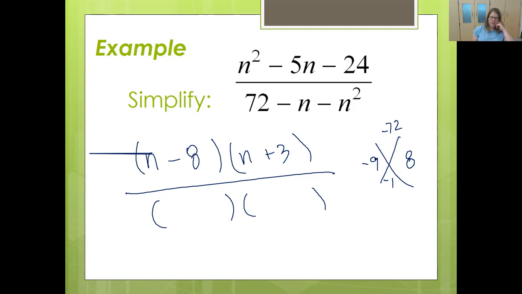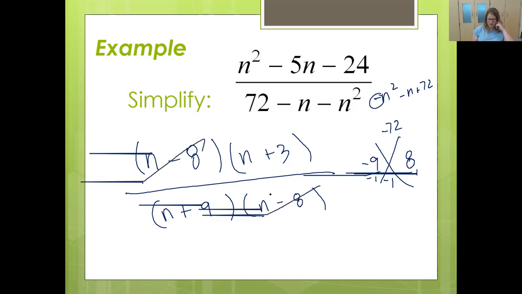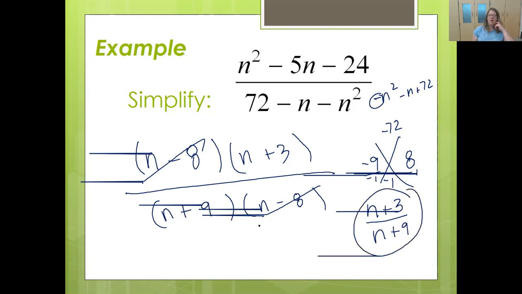Now remember that we always need to divide our numbers by a. In this case, as I rearrange this here, a is equal to negative 1. So I would divide each of my factors by negative 1. So this is actually going to give me n plus 9 and n minus 8. So the n minus 8 will cancel with the n minus 8, which means the simplified expression is n plus 3 over n plus 9.